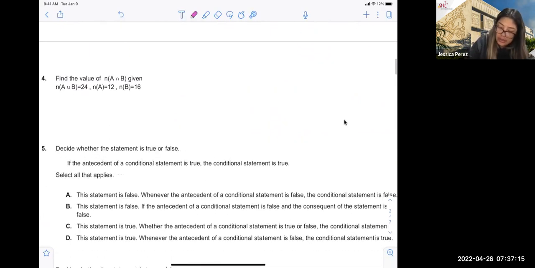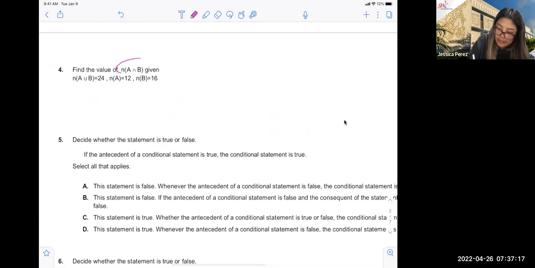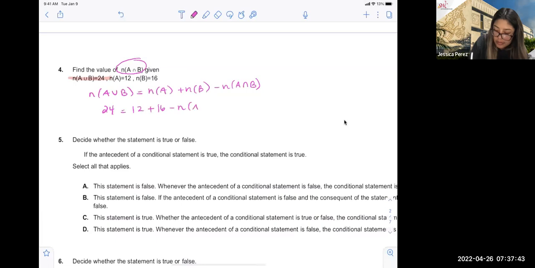All right, next question is find the value of the cardinality of the intersection given n of A or B. Well, first you use the formula n of A plus n of B minus the intersection. So what you know is, you know that this is 24. You know the cardinality of A is 12. You know the cardinality of B is 16. And you don't know this part.